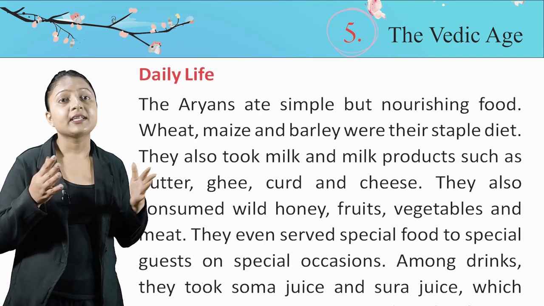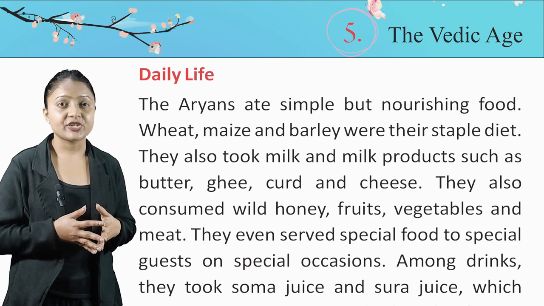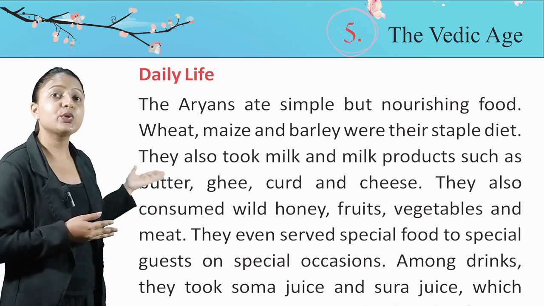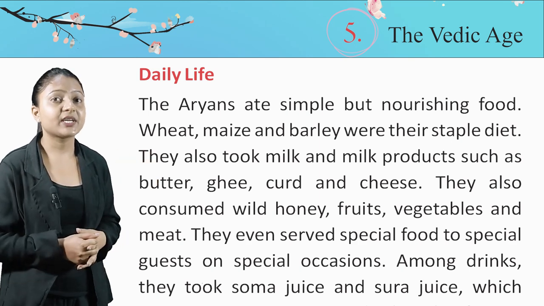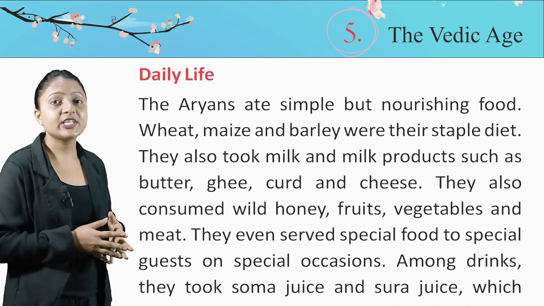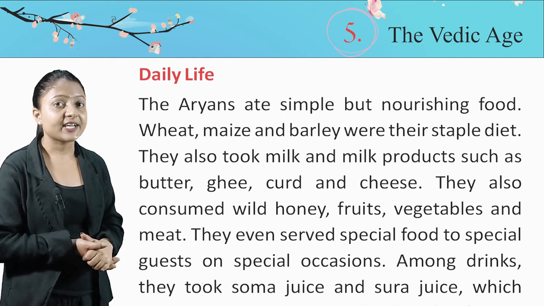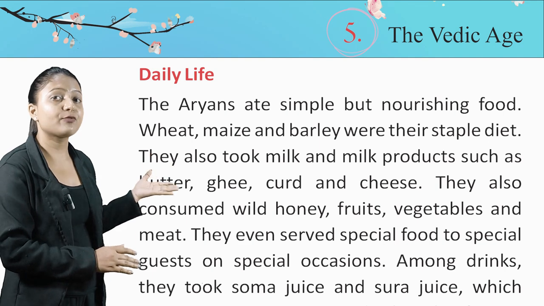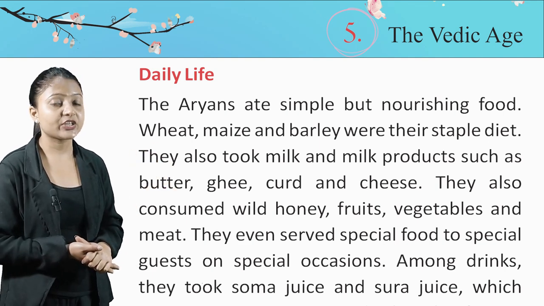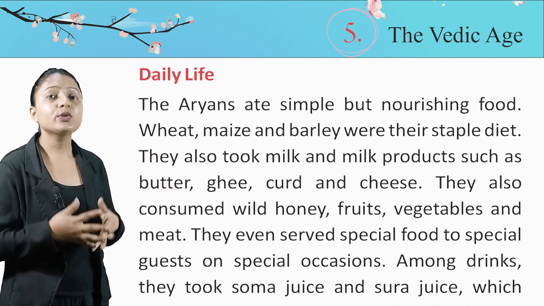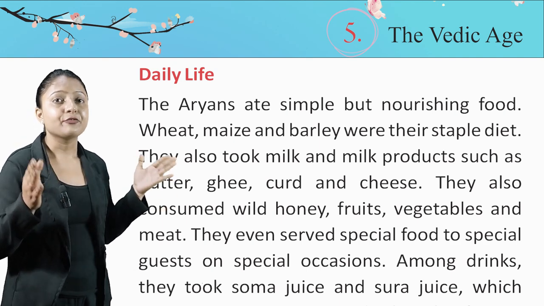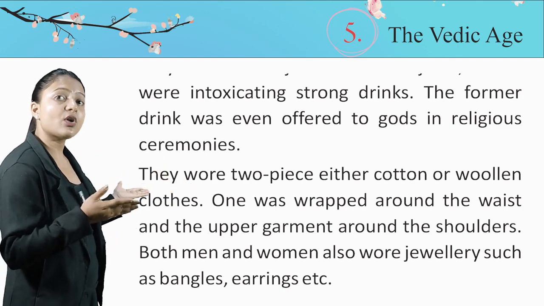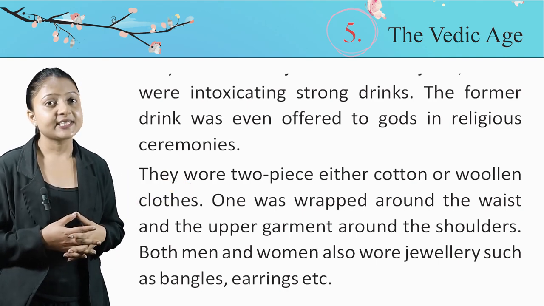Daily life. The Aryans ate simple but nourishing food. Wheat, maize, and barley were their staple diet. They also took milk and milk products such as butter, ghee, curd, and cheese. They also consumed wild honey, fruits, vegetables, and meat. They even served special food to special guests on special occasions. Among drinks, they took som juice and sura juice, which were intoxicating strong drinks. The former drink was even offered to gods in religious ceremonies.